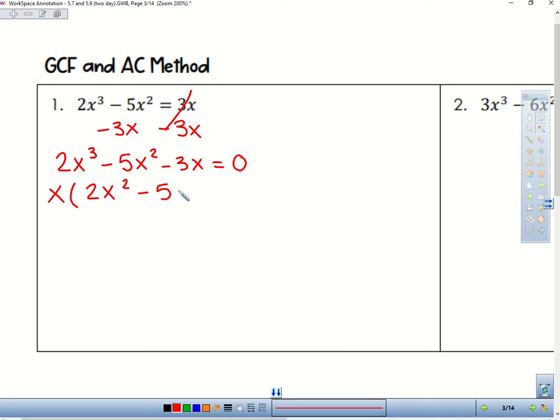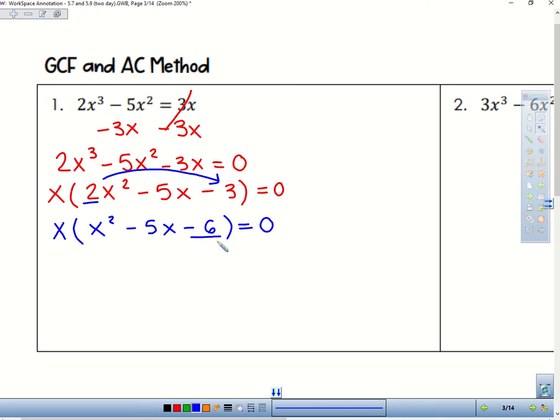So this is a cubic polynomial, but we're factoring it into the product of a linear and a quadratic polynomial, right? So once we get to this stage, do you all remember the AC method right here? The AC method says if you have an A term in the front, you can multiply it by the last term and bring it over there. And then you're looking for factors of -6 that add up to -5. Any ideas? -6 and 1. Very good.